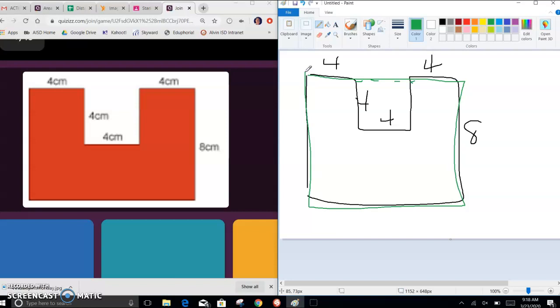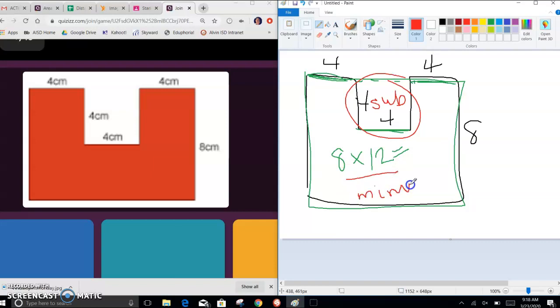It would be 8 by 3 fours. 1 here, 2 here, and 3 here. 3 times 4 is 12. 8 times 12. Then I would want to subtract the area of this square right here, which is 4 by 4. So I'm going to get an answer here, 8 times 12 minus 4 times 4. That will be your answer.